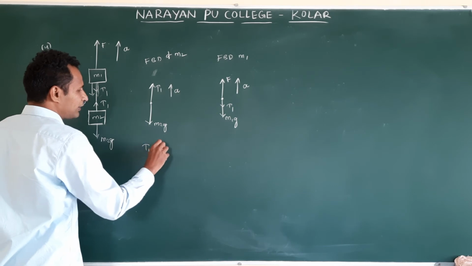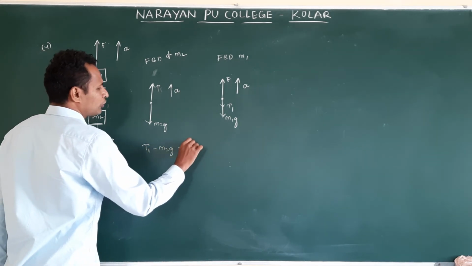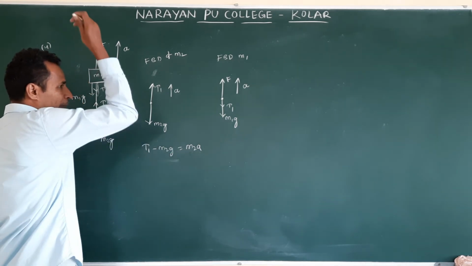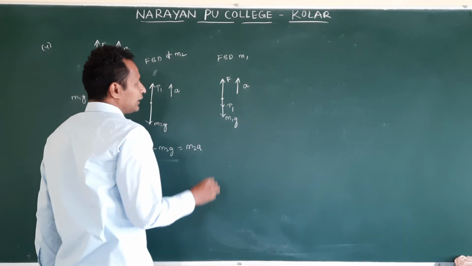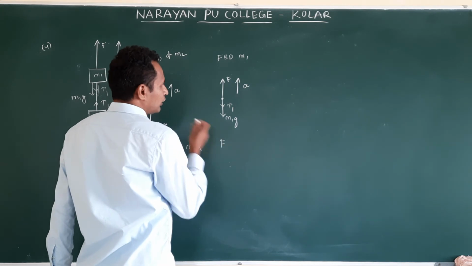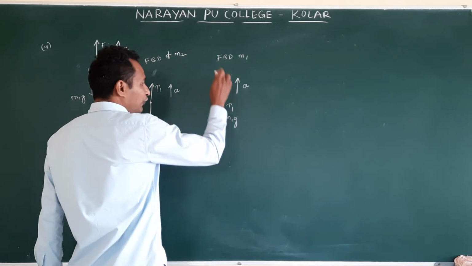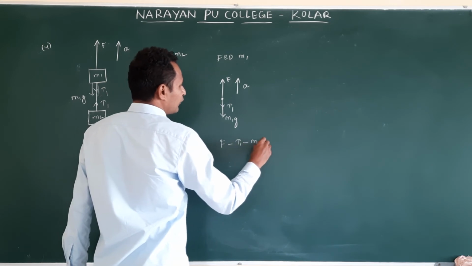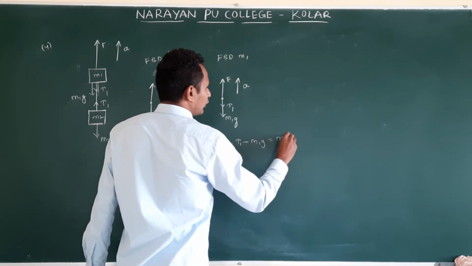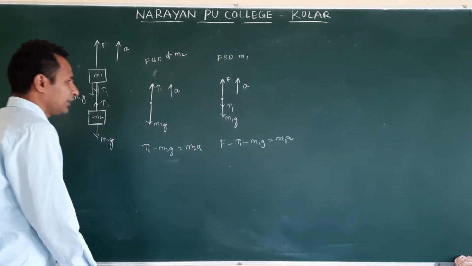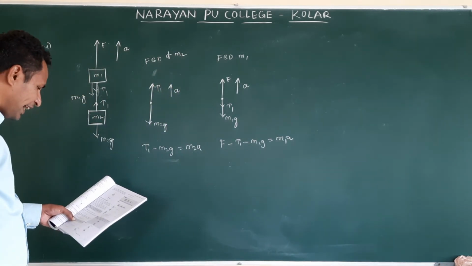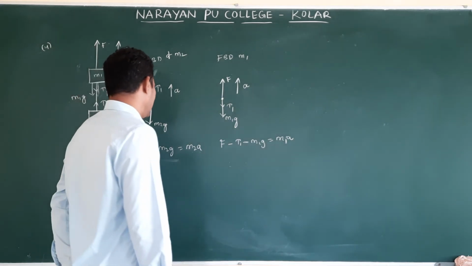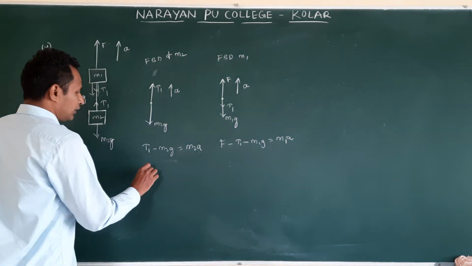So T1 minus M2G is equal to M2A, the net accelerating the second object upwards. And from this, how do you write? F is dominating, so F minus T1 minus M1G is equal to M1A. What are they asking? Acceleration and tension in the string. Then how do we find it from this?